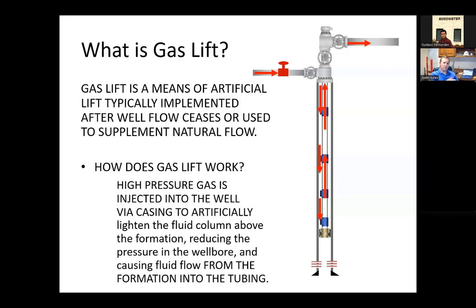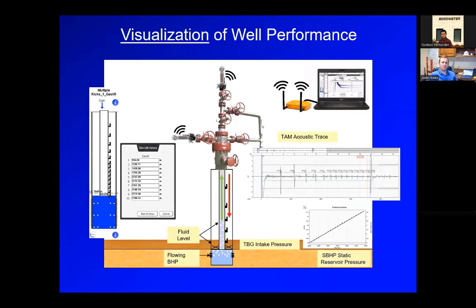In the explanation here, I put from the formation into the tubing, but like I alluded to, there's different methods of gas lift. So whether you're flowing annular or conventional, and we'll get into a little bit of that, you can go either way. But it's the method of using high pressure gas in order to decrease the fluid gradient to allow the well to flow naturally, flow on its own.